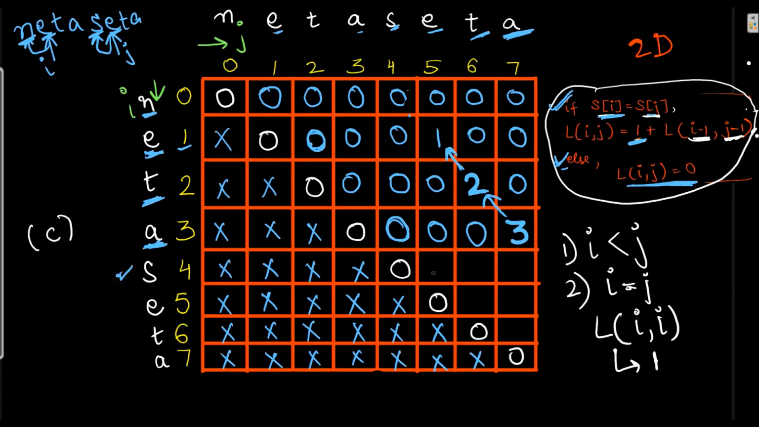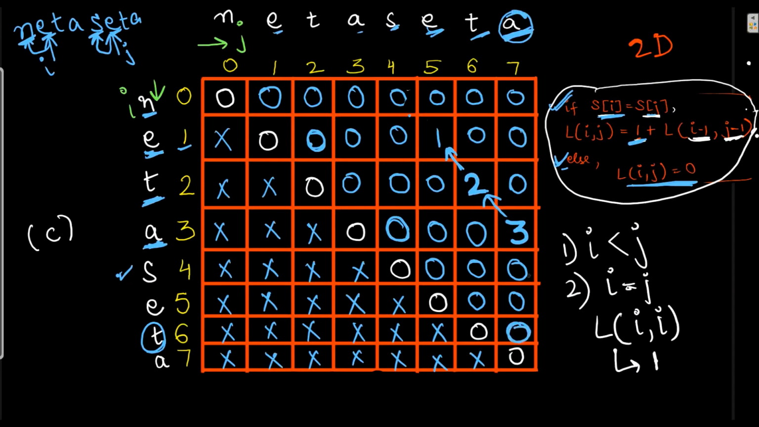Is S matching with E? No. So here it will be 0. Is S matching with T? No, 0. Is S matching with A? No, 0. Then I'll be looking for this E. Is E matching with T? 0. Is E matching with A? No. So 0. Then I'll be looking for this T. Is T matching with A? No. So here I'll get 0.